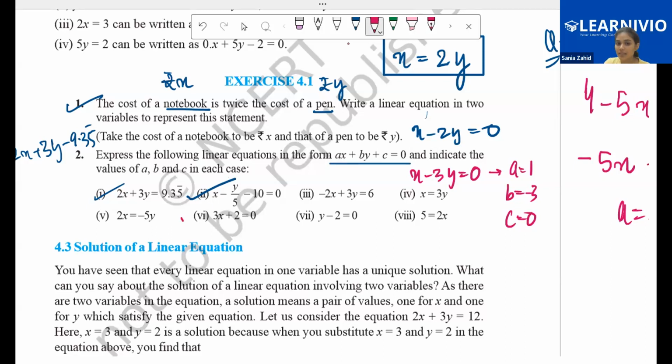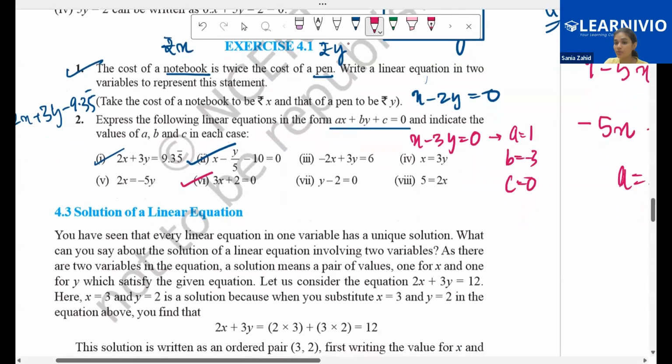See, it's 3x plus 2 is equal to 0. First, tell me, is it in two variables or not? It's not two variables. So first, what is my step to convert it into two variables? What was the thing I taught you? So A is going to be 3, B is going to be 0. No, first tell me the equation, Hafsa.